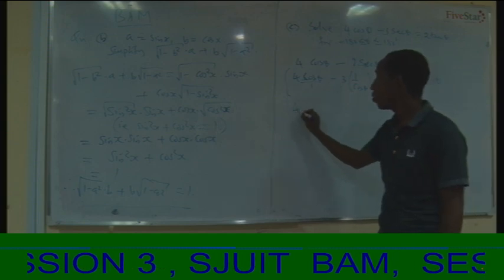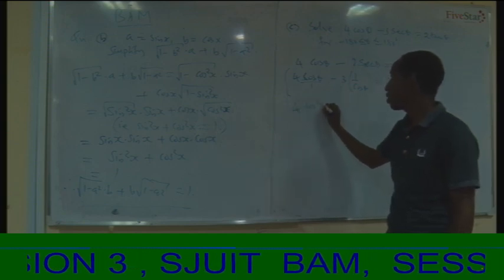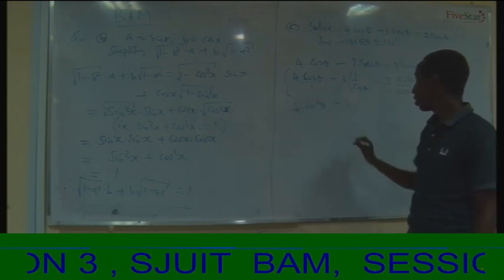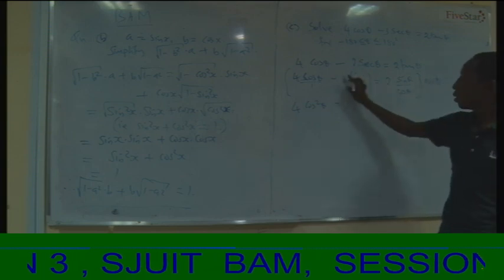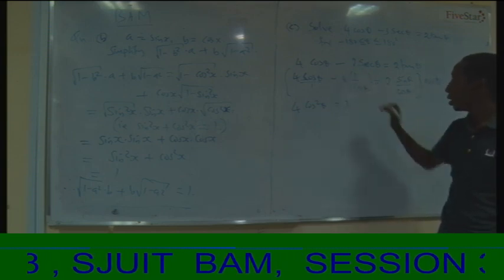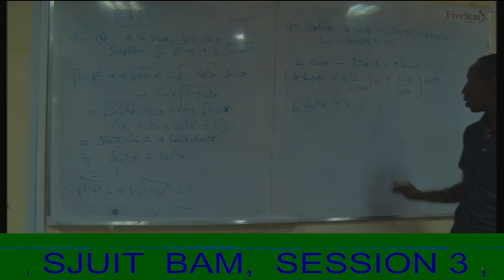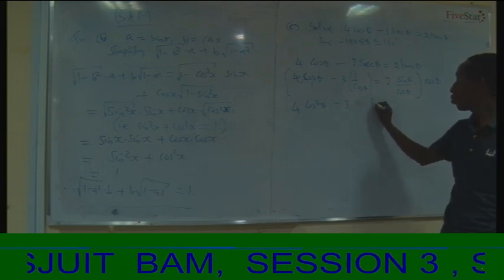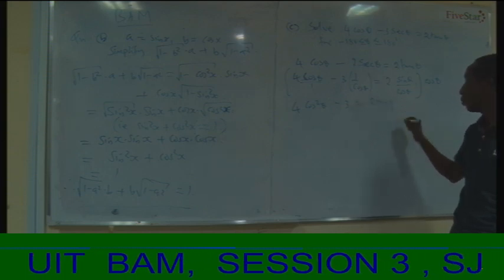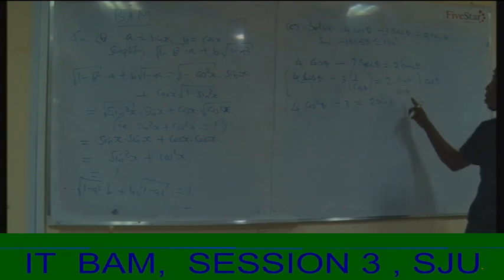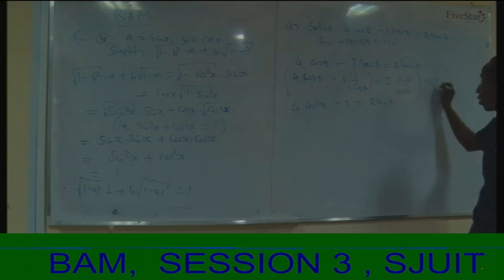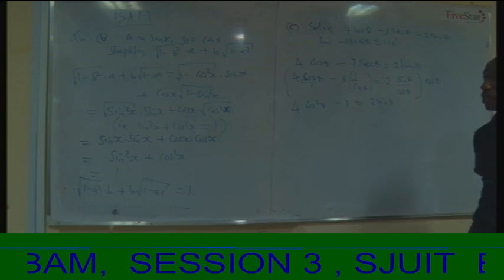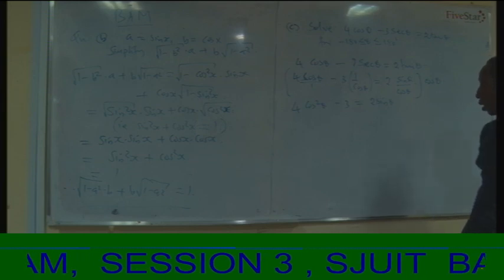We'll get 4 times cos squared theta minus 3. That is cos theta times 3 over cos theta, and cos theta and cos theta cancel. And this is equal to 2 sine of an angle theta. Because if you multiply sine theta over cos theta by cos theta, the cos theta cancels, and we remain with that simple expression.